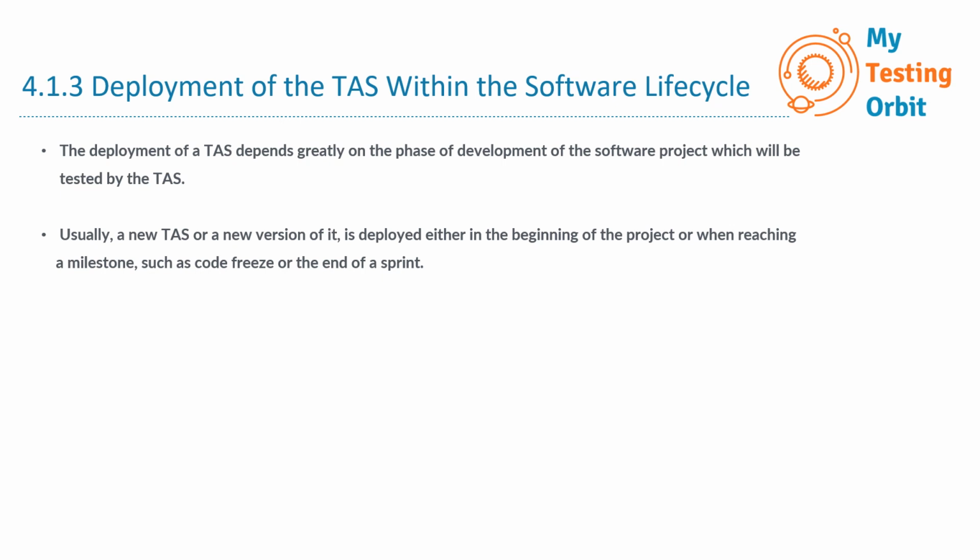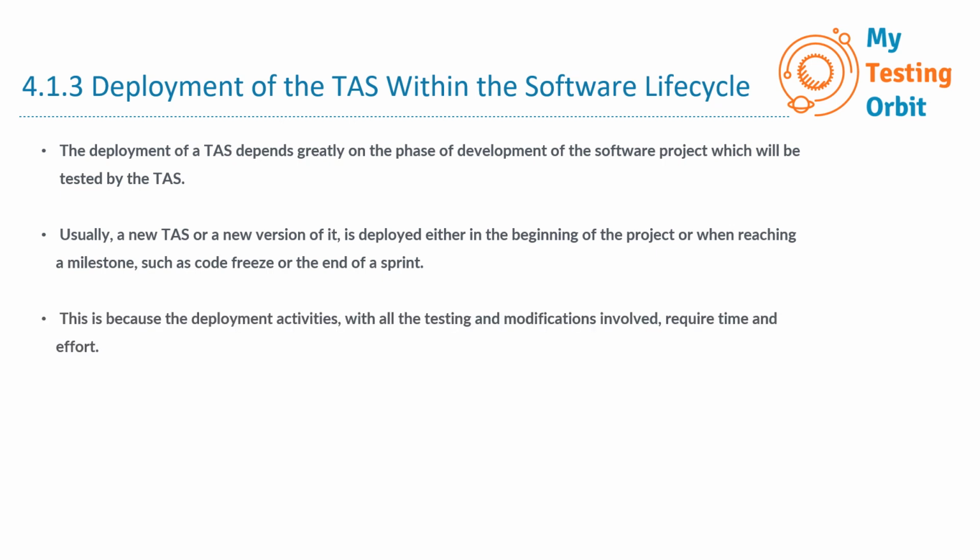Usually a new TAS or a new version of it is deployed either in the beginning of the project or when reaching a milestone such as code freeze or the end of a sprint. This is because the deployment activities with all the testing and modifications involved require time and effort. So the reason for this timing is that deploying the TAS involves a series of activities like testing, making adjustments, and ensuring everything works smoothly. These activities take time and effort, so it's important to plan them carefully.